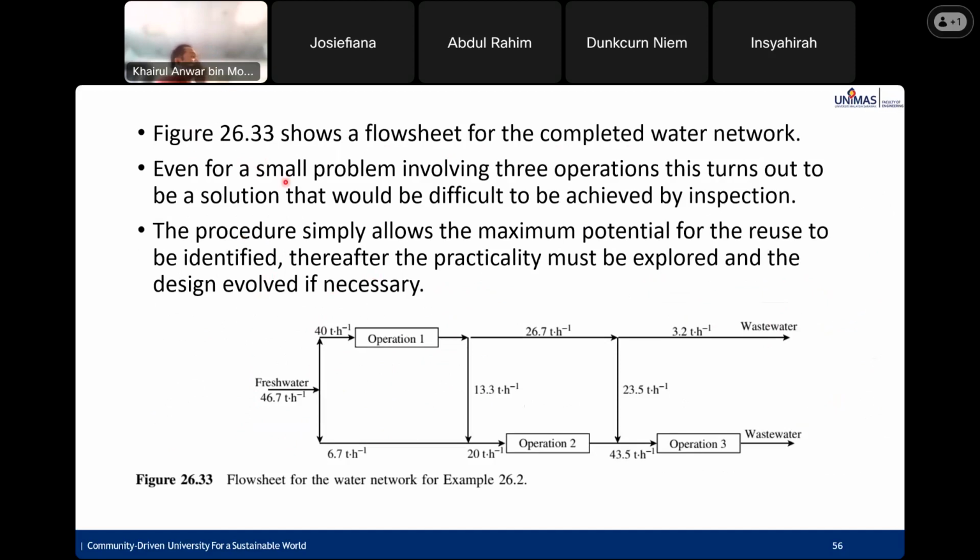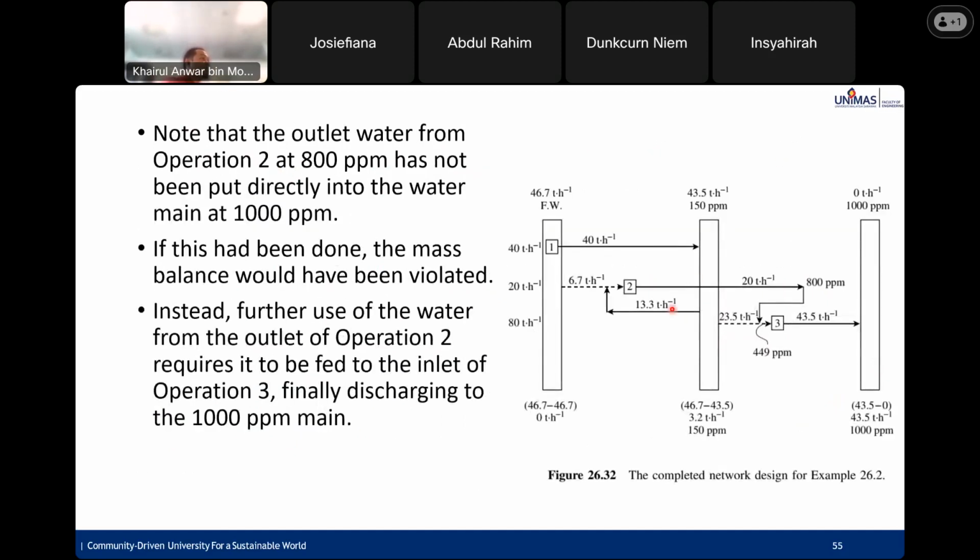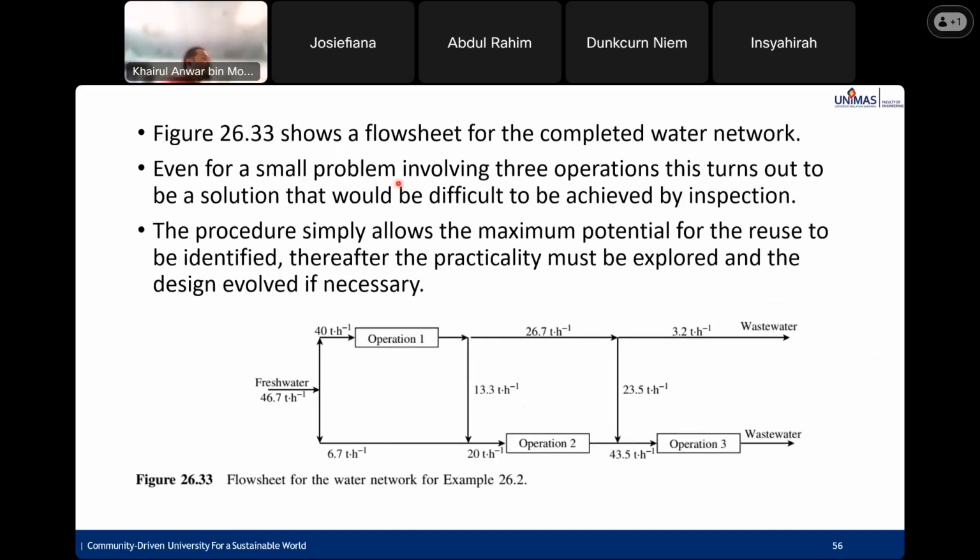Figure 26.33 shows a flow sheet for the completed water network. Even for a small problem involving three operations, this turned out to be a solution that would be difficult to achieve by inspection. The procedure simply allows the maximum potential for reuse to be identified. Thereafter, the practicality must be explored and the design evolved if necessary.